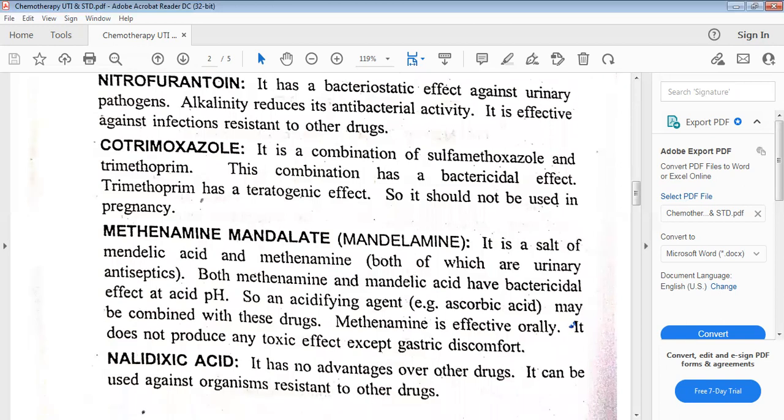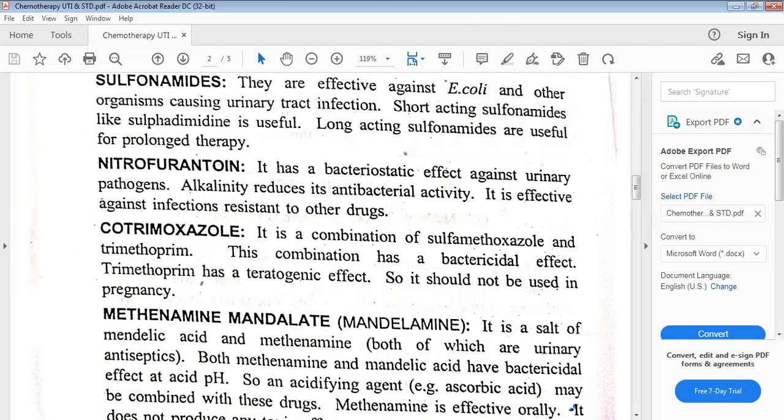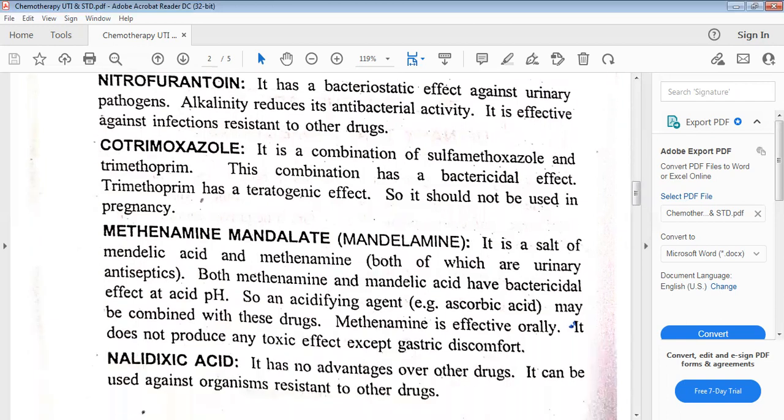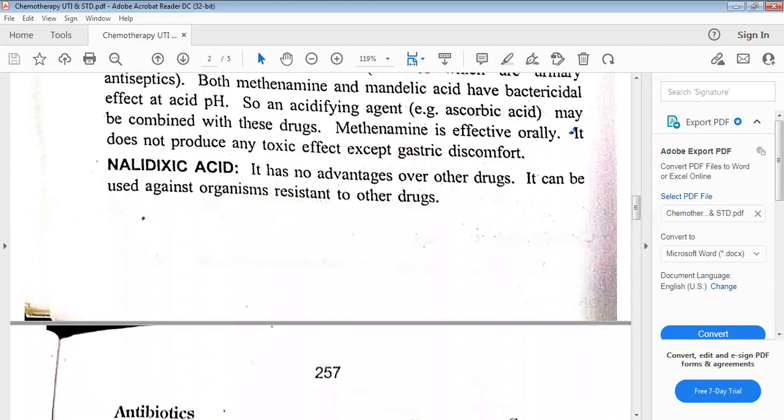Now these are good drugs and they are generally reserved for use whenever the other set of drugs, like nitrofurantoin or cotrimoxazole or the sulfonamides, are not useful, if the patient does not respond to those drugs. Then we make use of nalidixic acid.